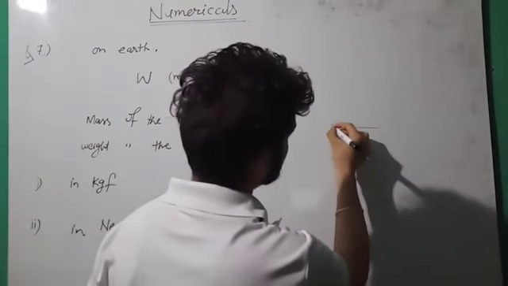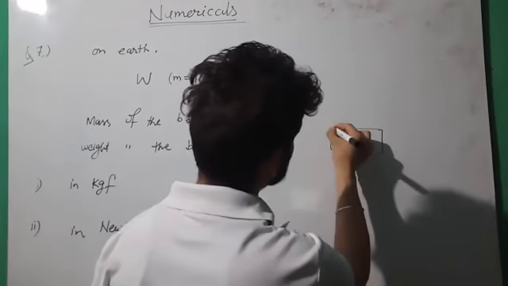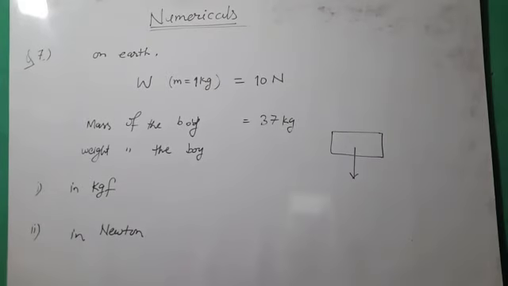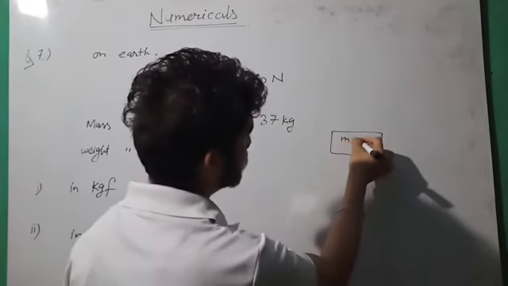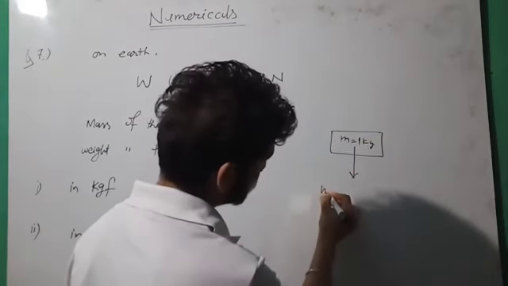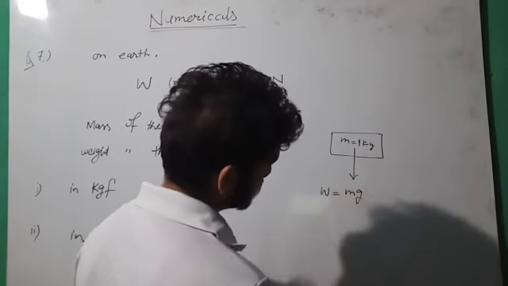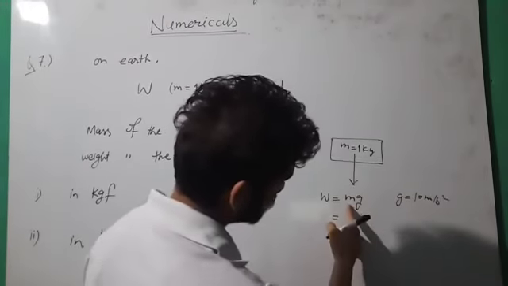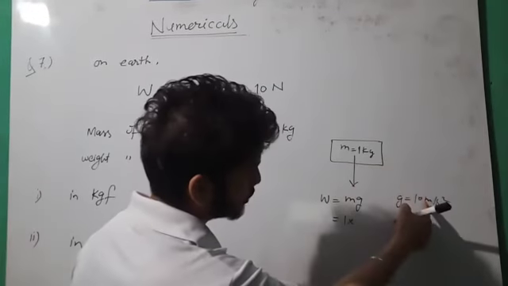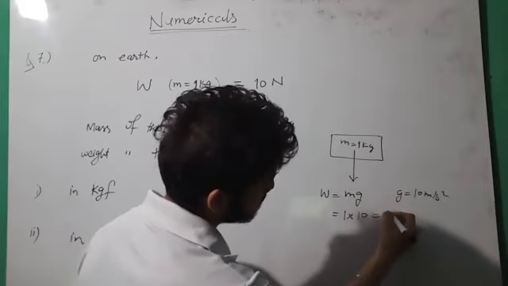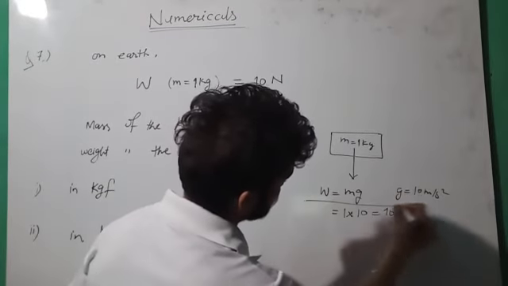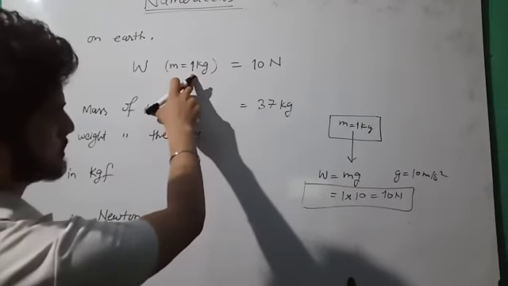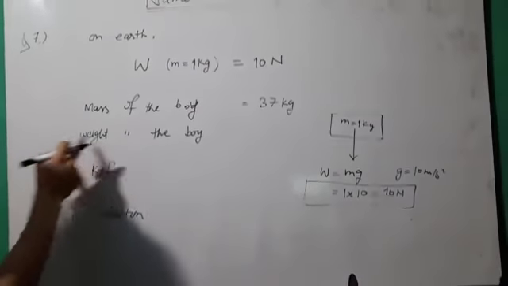How is it? Like this. I had discussed this in the previous lecture when I discussed weight and mass. Like we have a body of mass 1 kg, and we have to find out weight. So weight equals m into g, and the value of g is 10 meter per second square. So 1 kg into g, 10 meter per second square, so this is 10 Newton. This is the method to find out the weight of the body if the given mass is 1 kg.